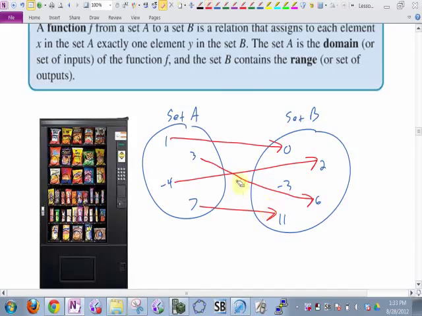How about if I change it? What if I take 3 and have it point to 2? Is that a function? Okay, this is meant to be my trick question. It is a function. Some people say no. What is the reason some people want to say no, that is not a function?